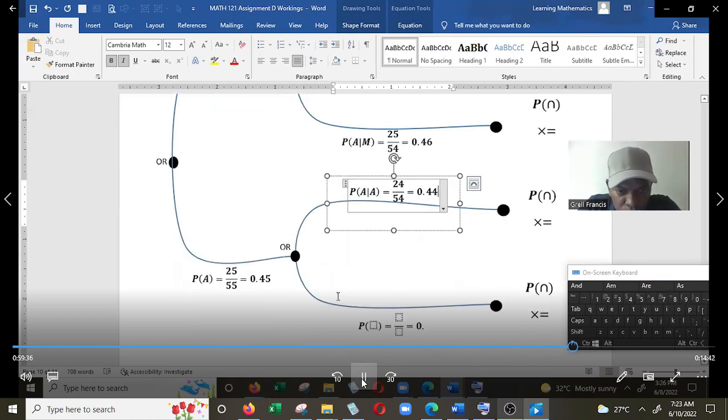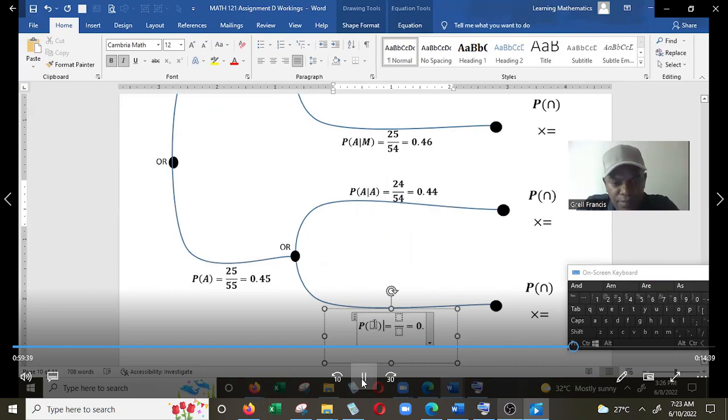Or what can happen? A mango after an apple, and what's the probability of that happening? 30 on 54, because if it was an apple, then there would still be 30 mangoes left out of the 54. Conversion to decimal form, 0.56.